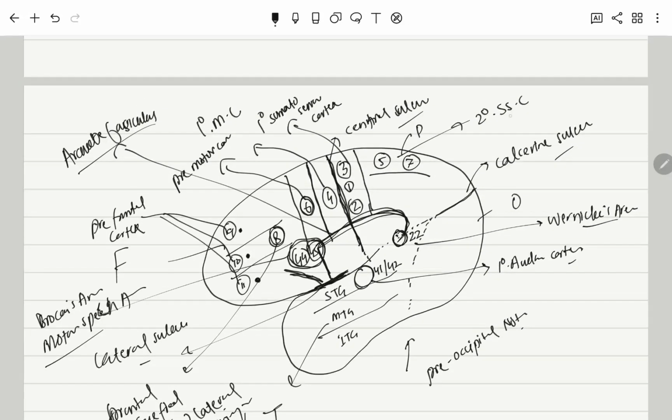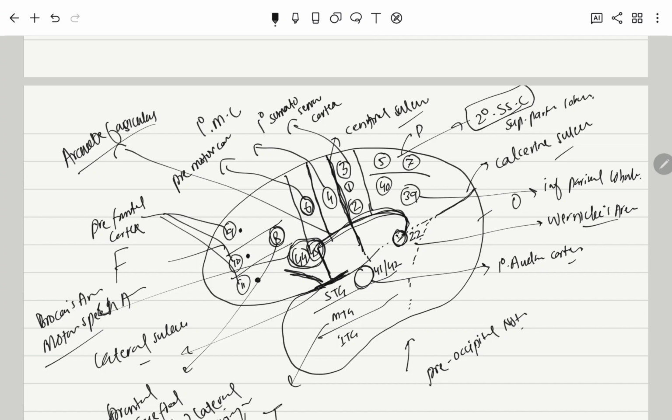So this was the secondary somatosensory cortex, also called the superior parietal lobule, right? And inferior to that we'll have two areas. One is called Brodmann area 39, another is called Brodmann area 40, right? These are called the inferior parietal lobule, and damage to these can lead to Gerstmann syndrome. We're going to discuss that subsequently.